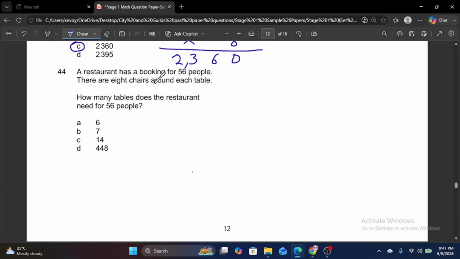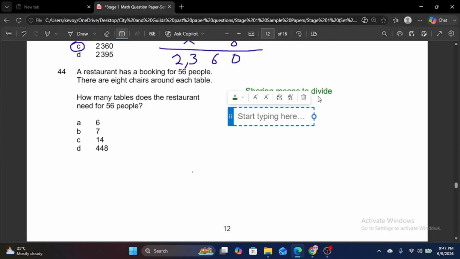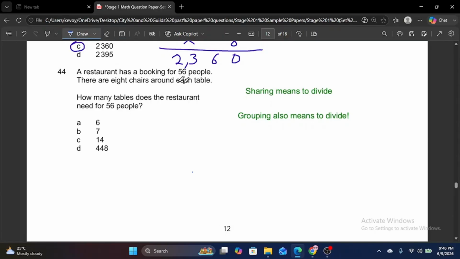So once we're looking at sharing, sharing means dividing. Sharing means to divide. So once you realize that we're going to share or group, grouping also means to divide. Once I hear sharing or grouping, in this case I think grouping will be best, because we have 56 people coming in and we want to group them to sit at each table.